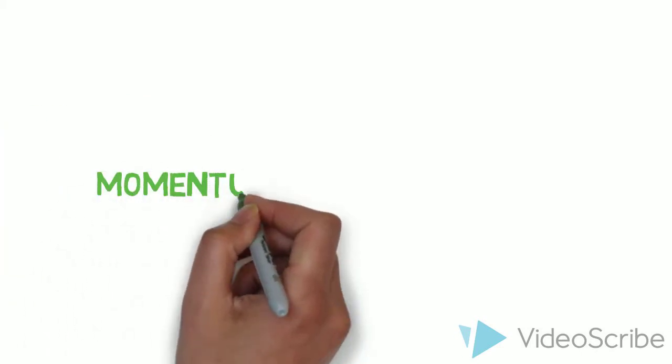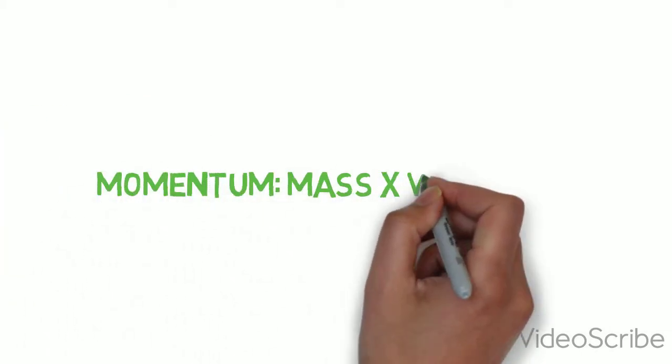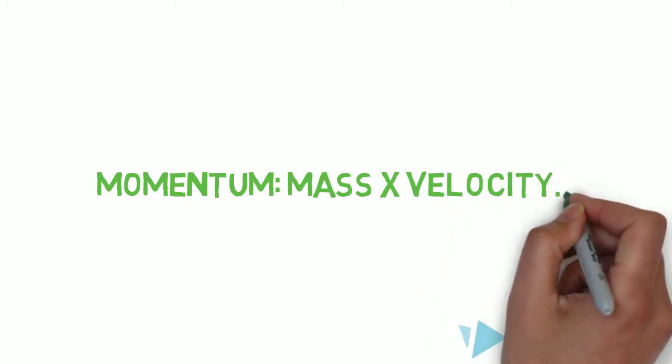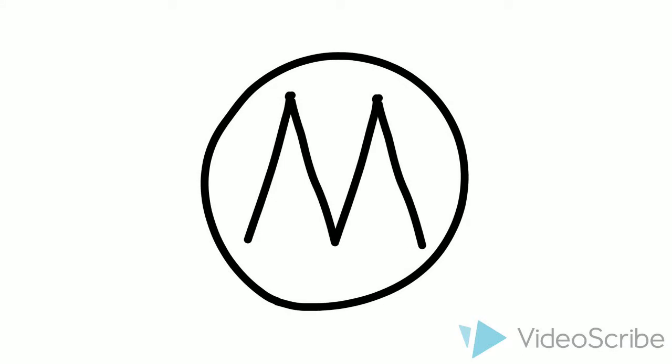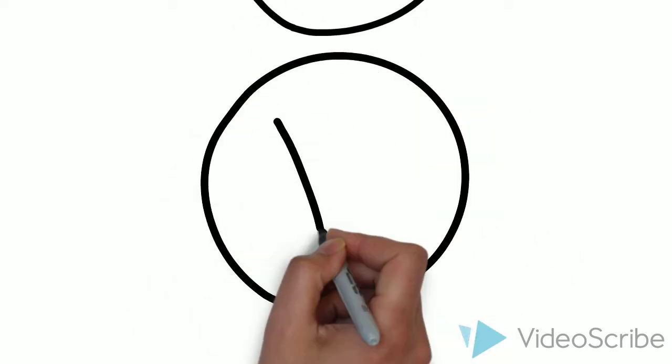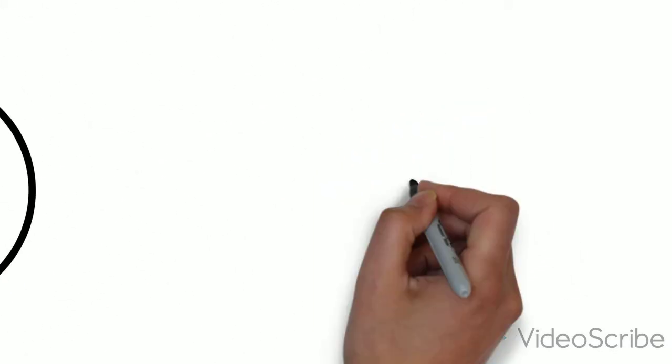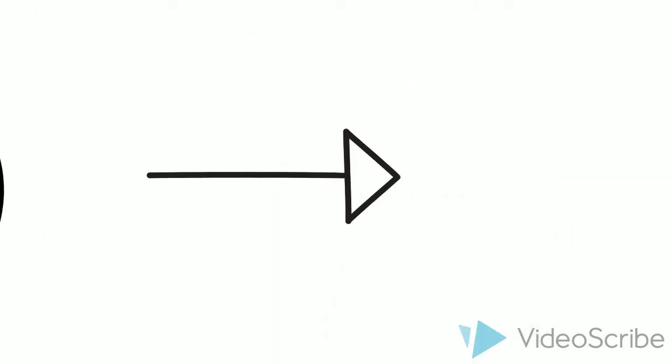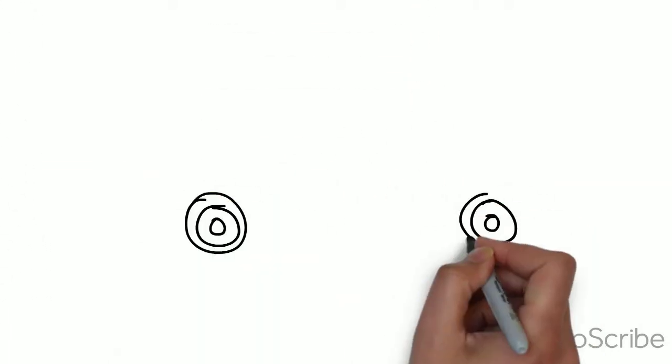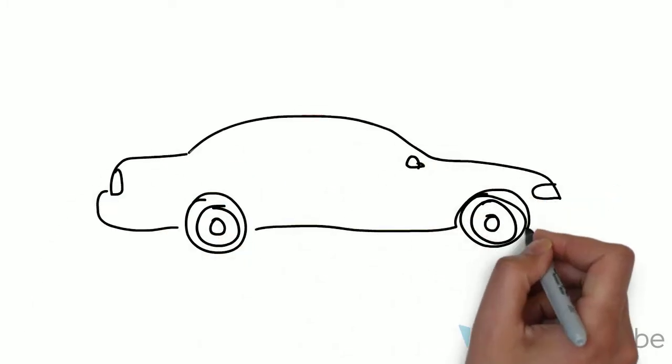So, what is momentum? Momentum is the quantity of motion of a moving body, measured as a product of its mass and velocity. In other words, momentum is a vector. Momentum is in the same direction as velocity. Scientists calculate momentum by multiplying the mass of the object by the velocity of the object. It is an indication of how hard it would be to stop the object.